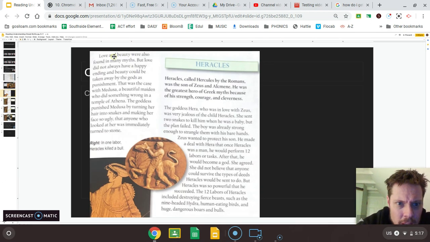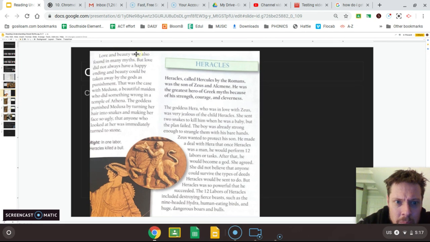The next page says, love and beauty were also found in many myths, but love did not always have a happy ending, and beauty could be taken away by the gods as punishment. That was the case with Medusa, a beautiful maiden who did something wrong in a temple of Athena. The goddess punished Medusa by turning her hair into snakes and making her face so ugly that anyone who looked at her was immediately turned to stone. And that's how we get statues. See how that works? You get the Greeks doing all sorts of stuff, and that's how you get statues.